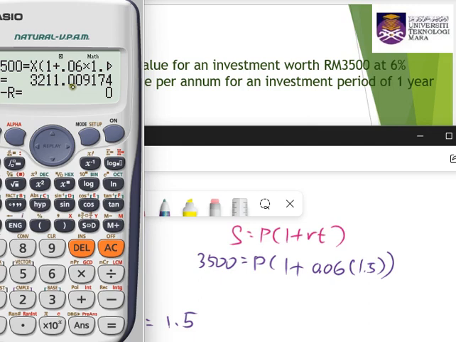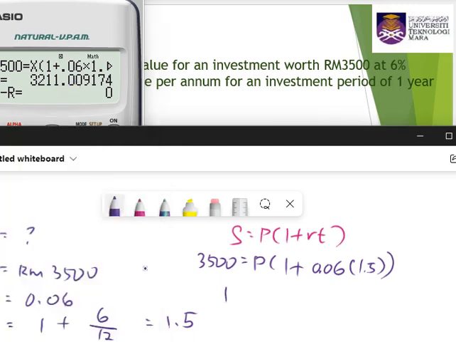Okay, so your answer is 3,211 and 01 cent. Okay, so just substitute in. So your p value RM 3211.01. So that's the final answer.